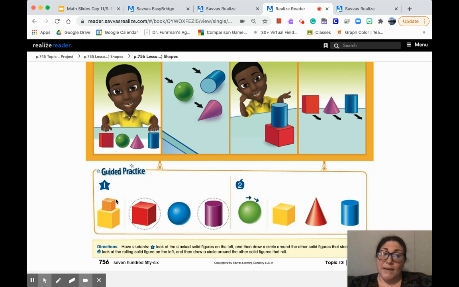I know that my cube stacks, so I circle that one. Then I also know a cylinder would stack, so I circle that one. Number two, what you're going to look for is solid figures that roll. This sphere, they're showing us that the sphere rolls. Does this cube roll? No. Does this cone roll? Yes. Does this cylinder roll? Yes. Although they're not on the side right now to show that they roll, we know that if you just lean this over, it'll roll. And the same thing with the cylinder.